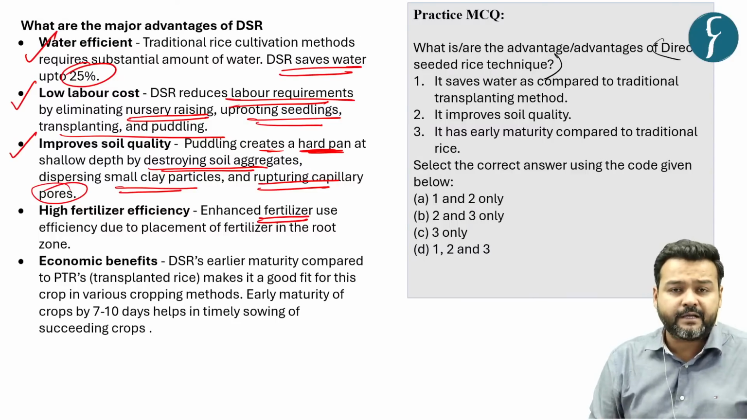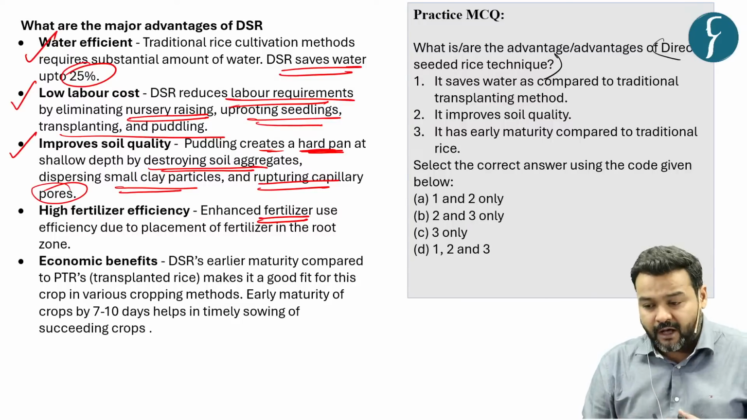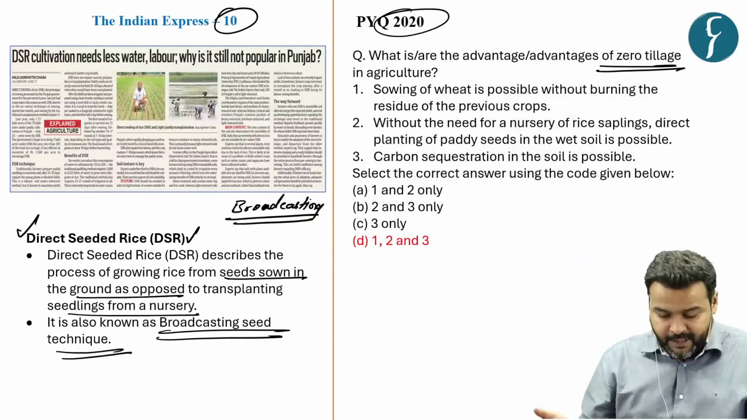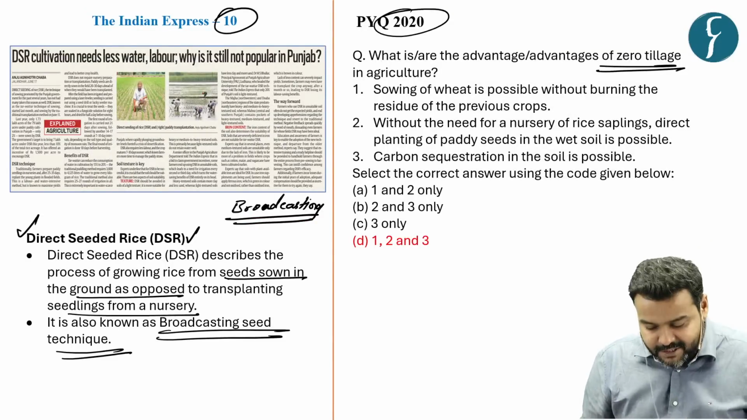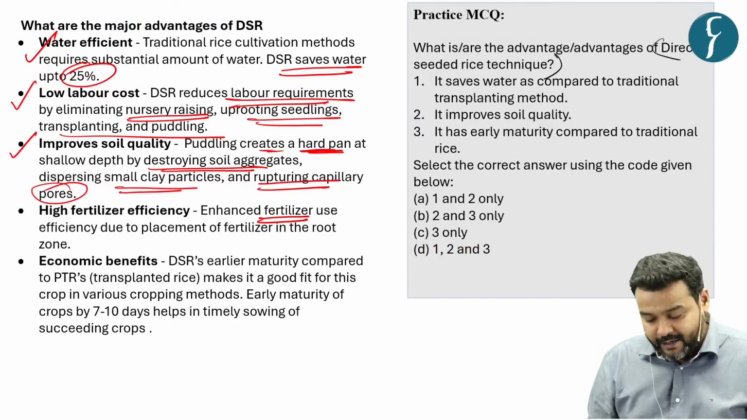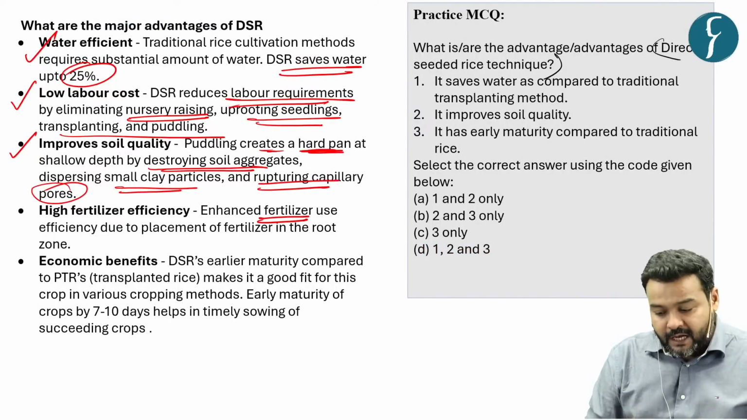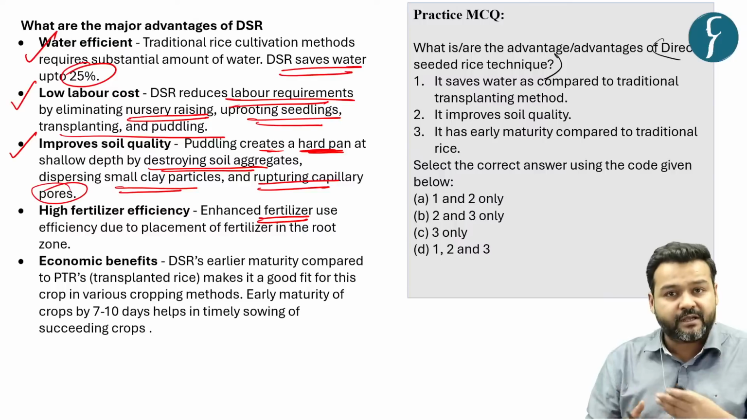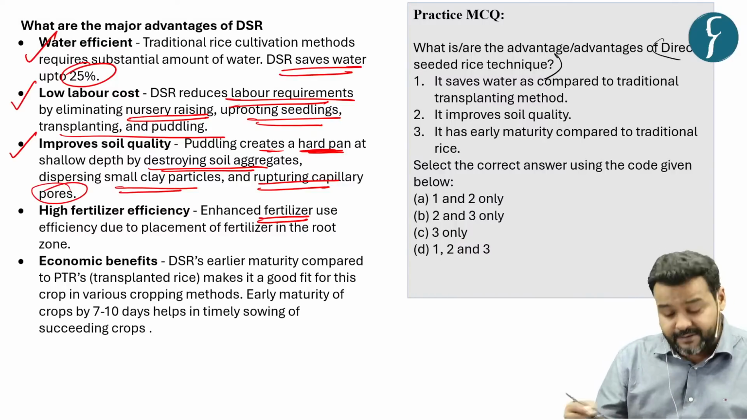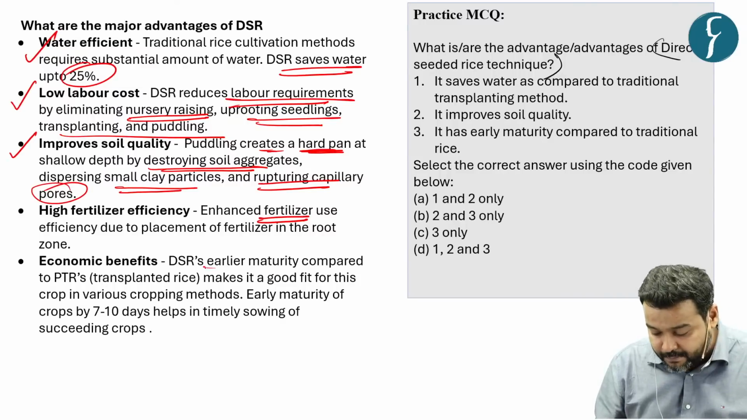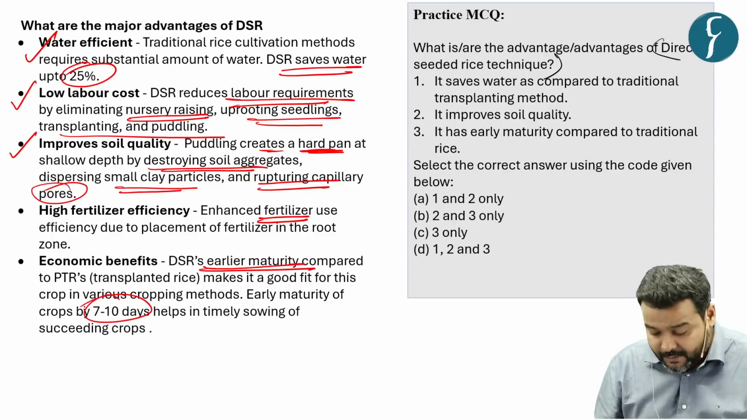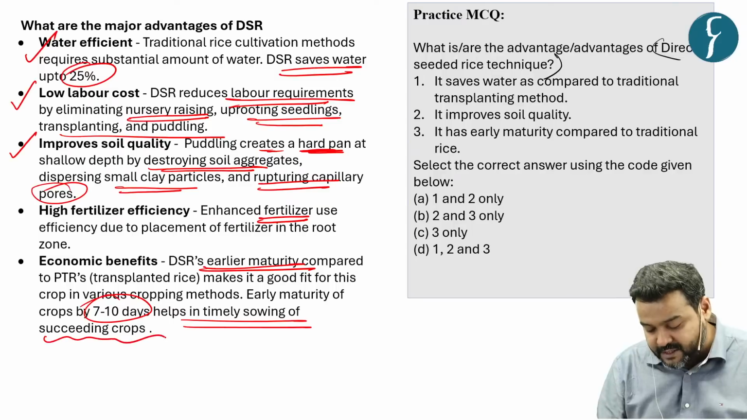The Punjab government is pushing hard for farmers to opt for this technique, and people from Punjab can tell the exact pronunciation. It is Tarvatar, I guess. This technique is locally known as Tarvatar. Due to these benefits, the Punjab government is pushing it, because it has several economic benefits also: an earlier maturity period, 7 to 10 days earlier than the conventional method, which helps in timely sowing of succeeding crops.